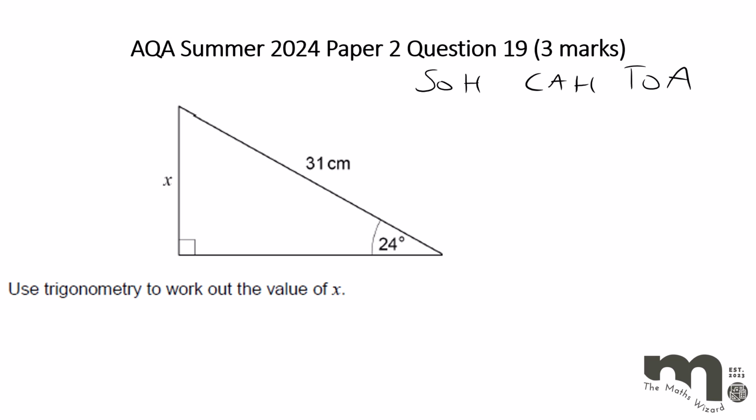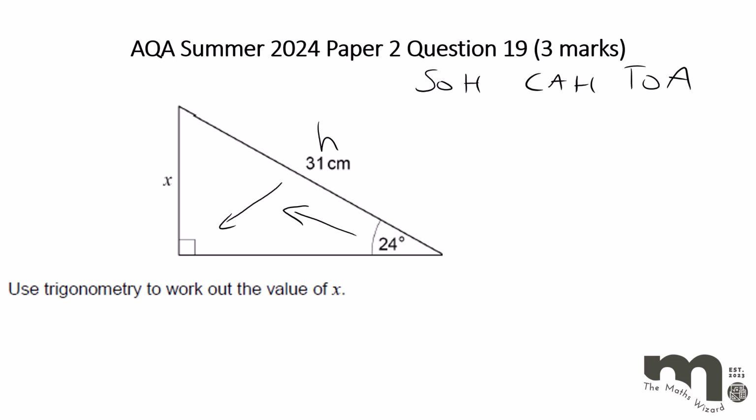And after that, if we label the sides on our triangle, so 31 is the hypotenuse, and that's always the side that's directly opposite the right angle, so that will be the longest side on this triangle. And then the side we're working with here is this x, so that is directly opposite that angle that's 24 degrees. So we can write our O here.